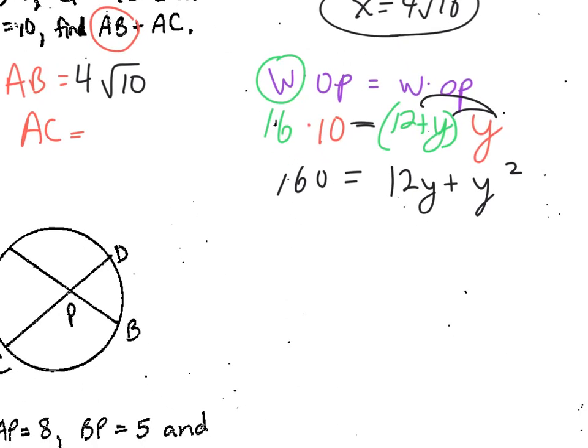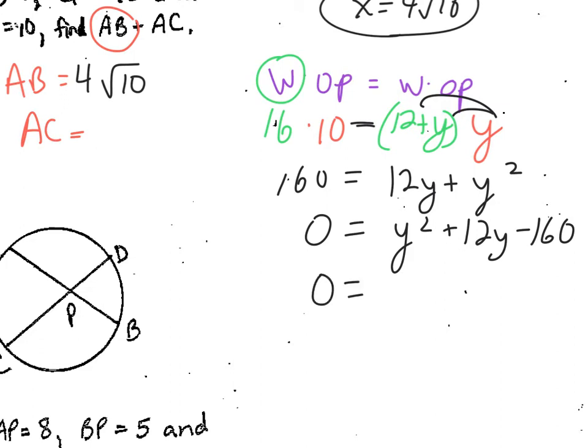From here, go back to algebra. We solve a quadratic equation by setting it equal to 0. I'm going to put my y squared term first, plus 12y minus 160, because I subtracted that. And now I need to be either factoring or doing the quadratic formula. You know my choice: I'm going to try to factor this. I've got 160, and the first thing I'm thinking is 16 and 10. That's not going to give me a 12. So let's keep going with factors of 160, dividing, and I'm getting 8 and 20 would work.